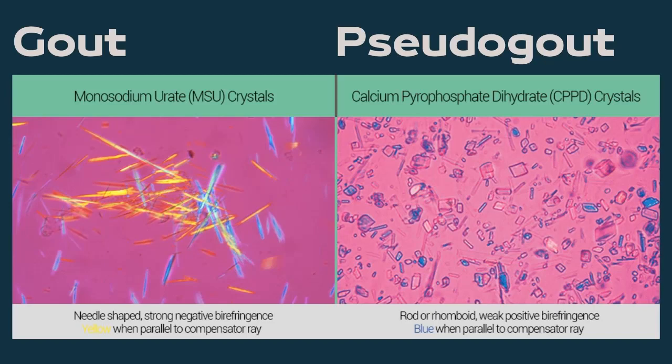So when it's yellow and parallel to your analyzer, it's gout. When it's blue and parallel to the way you've set your analyzer, it's pseudogout. It's extremely simple. This one here is showing the direction that the analyzer was set, and you can see that it has a blue color, so blue and parallel would have been pseudogout. There you go. Good.